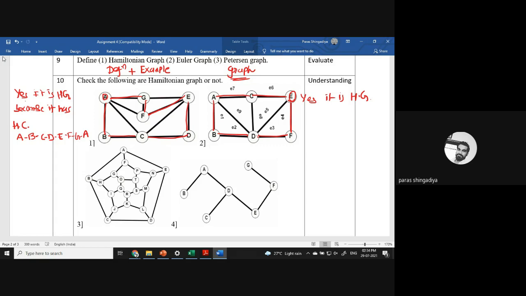Because it has a Hamiltonian circuit, and which circuit is the Hamiltonian circuit? The edge notation is mentioned, let us use it here. e6 D, e5 C, then e7 A, e1 B, then e2 D, e3 F, and e4 E. That is the Hamiltonian circuit. It has one. Based on that, we can say it is a Hamiltonian graph.